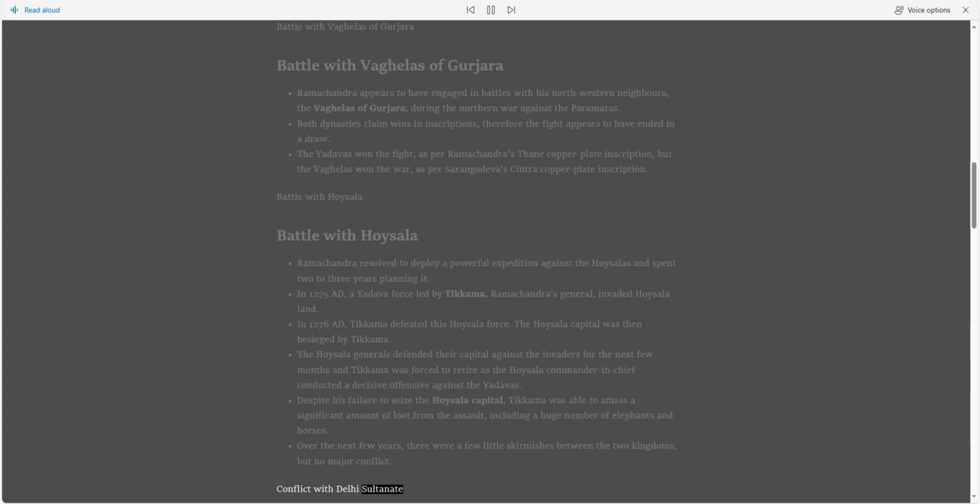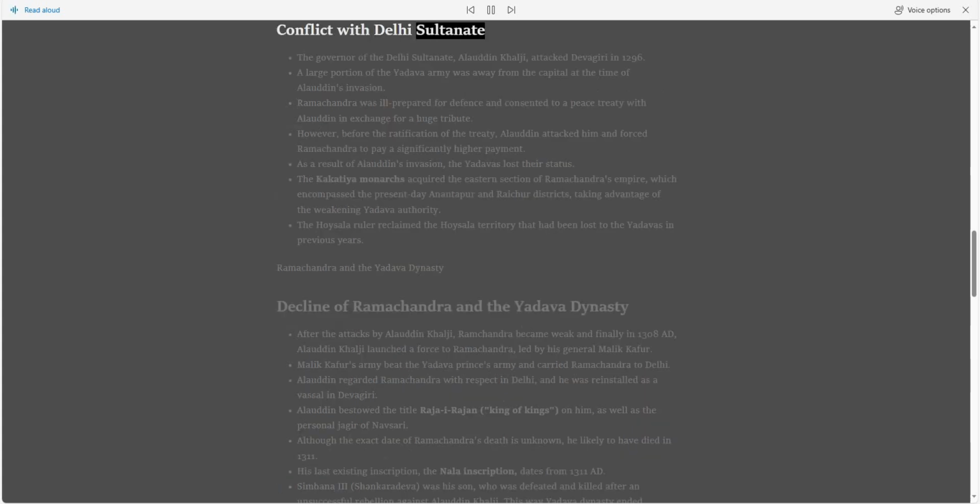Conflict with Delhi Sultanate. The governor of the Delhi Sultanate, Alauddin Khalji, attacked Devagiri in 1296. A large portion of the Yadava army was away from the capital at the time of Alauddin's invasion. Ramachandra was ill-prepared for defense and consented to a peace treaty with Alauddin in exchange for a huge tribute. However, before the ratification of the treaty, Alauddin attacked him and forced Ramachandra to pay a significantly higher payment.